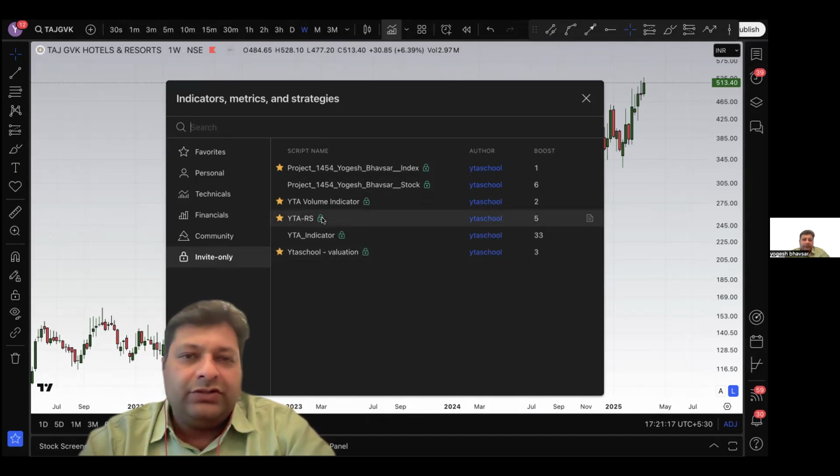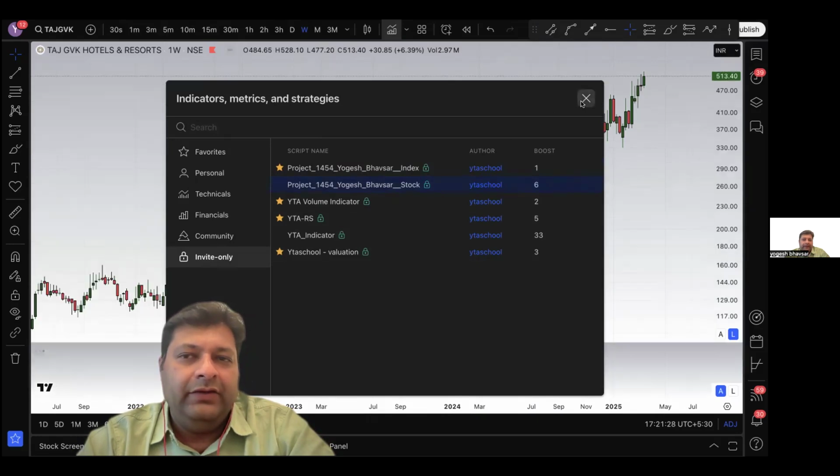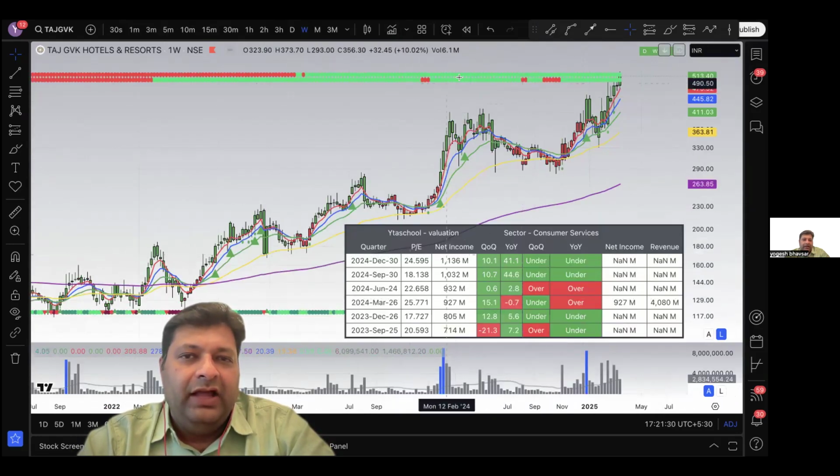Now, first, what you will see is project 1454 Yogesh Bhausar stock. All you have to do is press that indicator once, and then wait for a couple of seconds and you will get such a system.